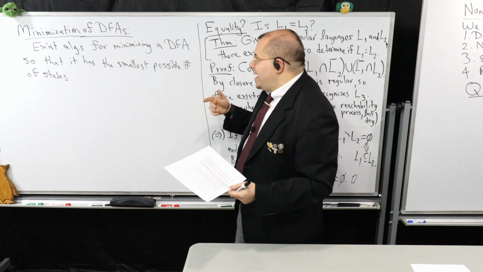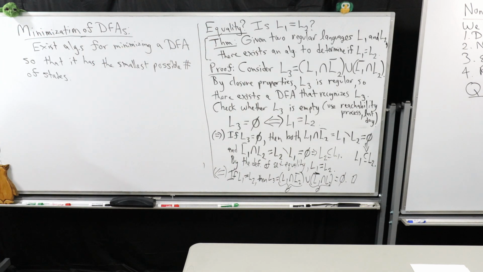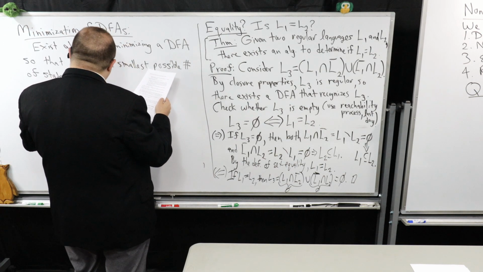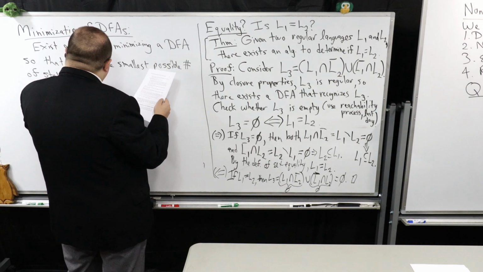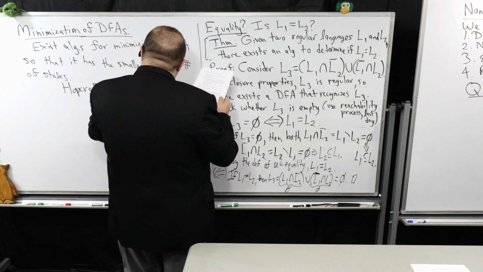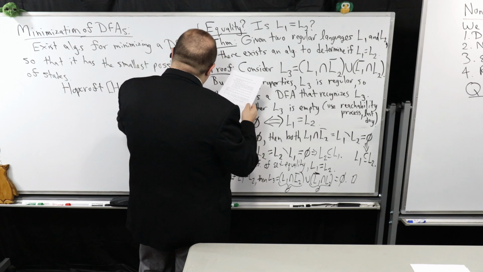There are a couple of other ideas around this. There's a thing called the table filling algorithm that is part of the minimization process. If you find yourself curious about this, I encourage you to check out the Hopcroft book. I think I call it HMU in the course outline. It's chapter 4.4, and they have a very thorough explanation of how to do this.